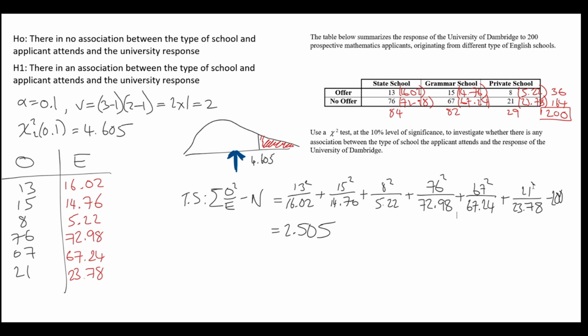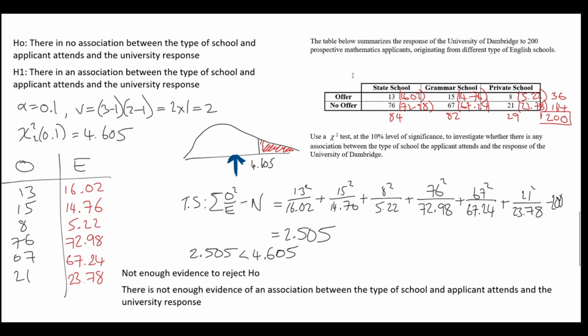So let's just formalize that with the comparison. 2.505 is less than our critical value. This is not significant. That means that in our 2-part conclusion, we can say there is not enough evidence to reject H0. And in context, we can say there is not enough evidence of an association, of a link between the type of school an applicant attends and the university's response.